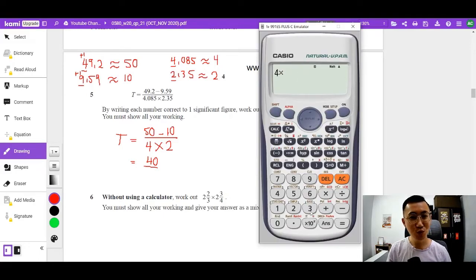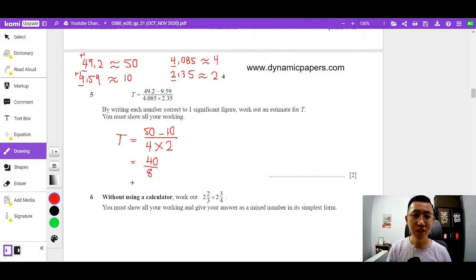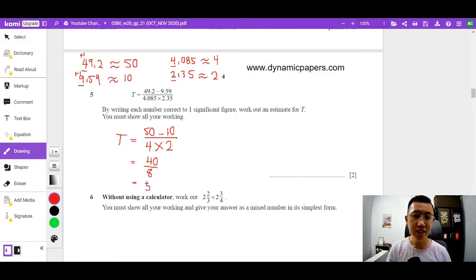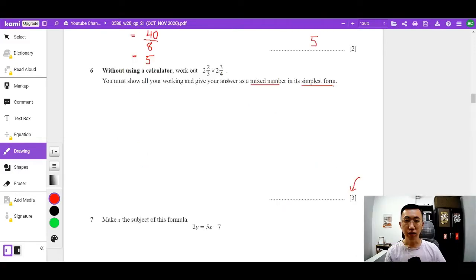4 times 2, right? What is this? 8. Okay, so what is this? 40 divided by 8. Yes, even though it's a simple calculation, teacher will still use calculator. 40 divided by 8, 5. Okay, so the answer is 5. Right, and that is actually question 5. Done.